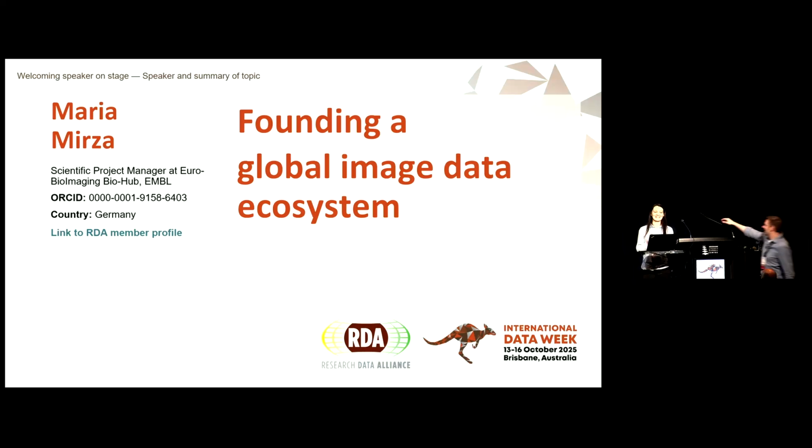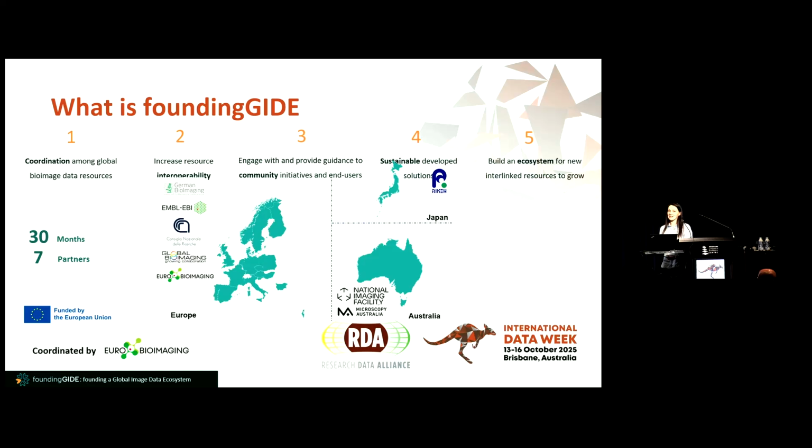So foundingGIDE, founding a global image data ecosystem. And foundingGIDE is a European-funded initiative, but we are global. We have partners in Australia, hence why we are here, also in Europe and in Japan. These are research infrastructures all over the globe. Our aim is to increase the coordination among image data resources, and we have a lifetime for now of about 2.5 years. We started in 2024, and we aim to include the community as much as possible in all our developments.